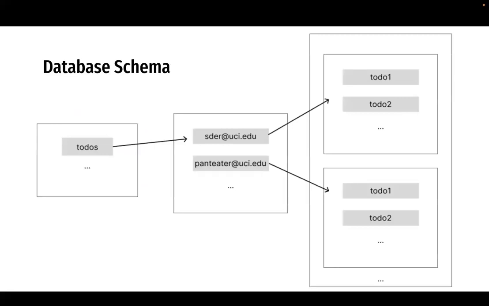And then for our database structure, we have our overall to-dos for each user, followed by some emails, like example users, for example Peter and Eater, of course. And then for each user, we have a whole bunch of to-dos associated with them, right? So for example, to-do 1, to-do 2, and so on for each user. Okay. Does that make sense to everyone?